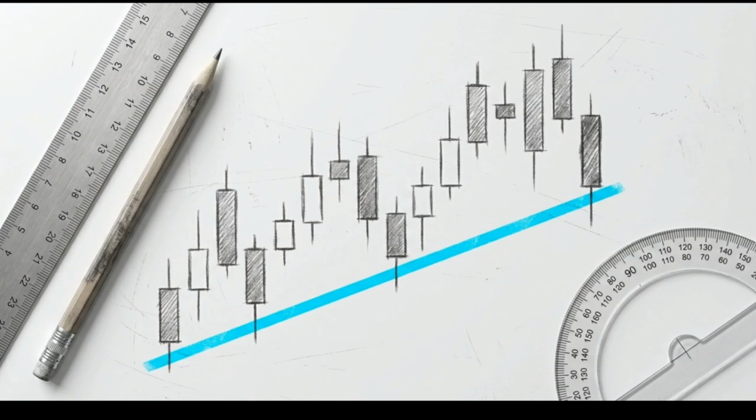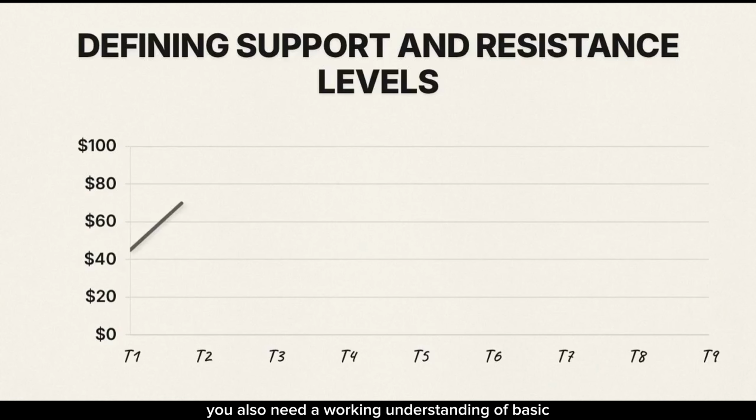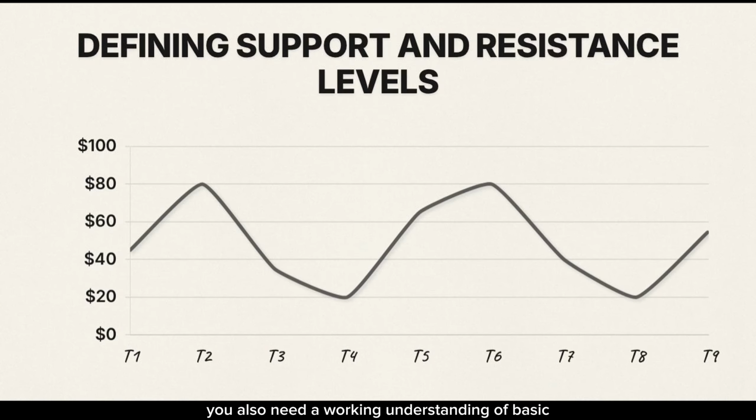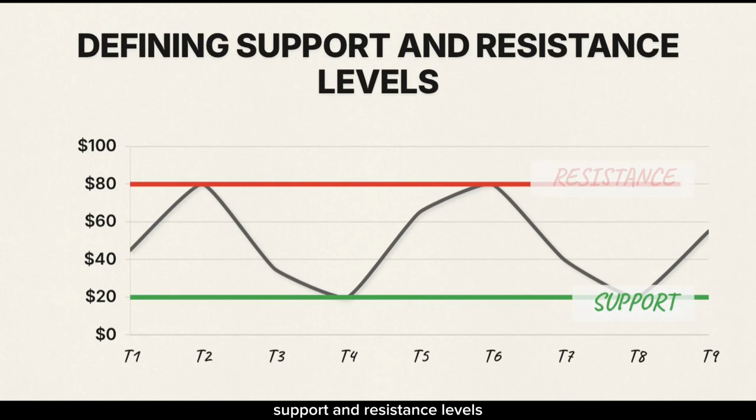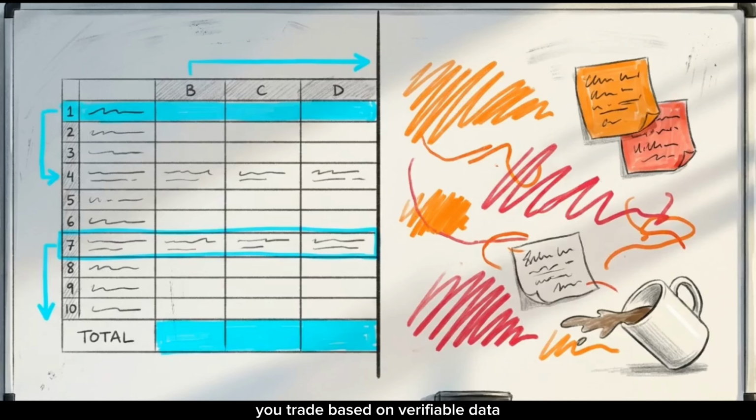conditions align. Before we start, make sure you are looking at a daily chart. You also need a working understanding of basic support and resistance levels. By relying on a strict, mechanical checklist for this pattern, you remove the guesswork. You trade based on verifiable data, giving you a quantifiable edge over traders relying purely on intuition.